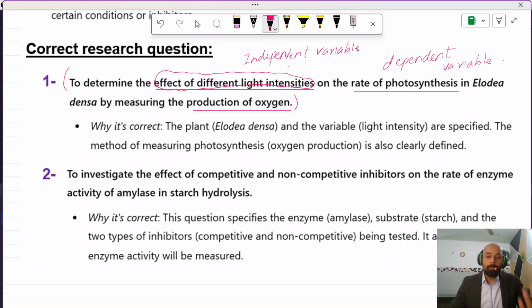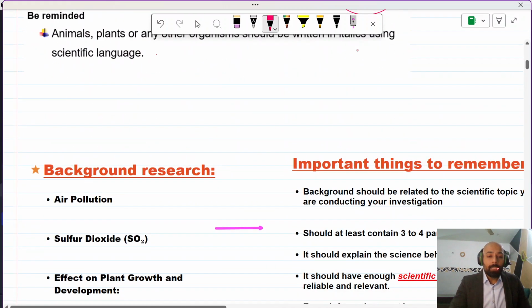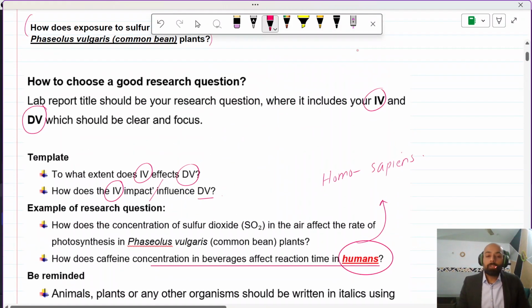Ultimately, we have some other examples of research questions. The first part is what you have to focus on while writing your IA: the choice of a very good research question, and your lab title should be your research question, which includes your independent variable and your dependent variable, and should be clear and quite focused.